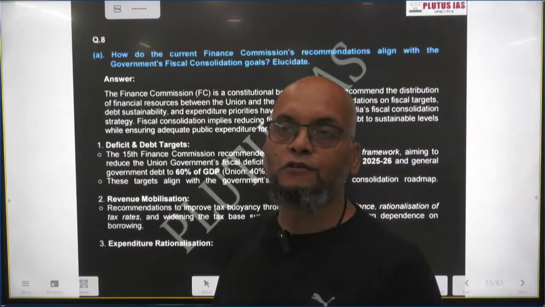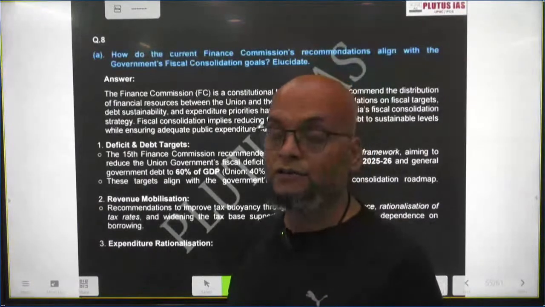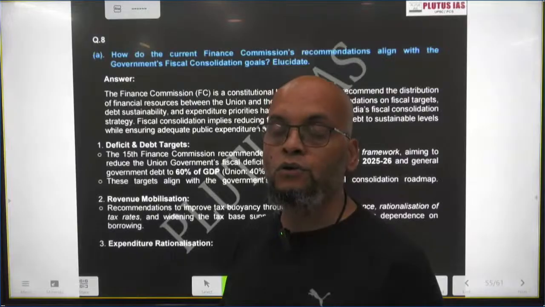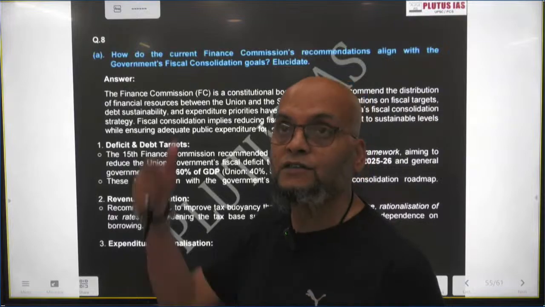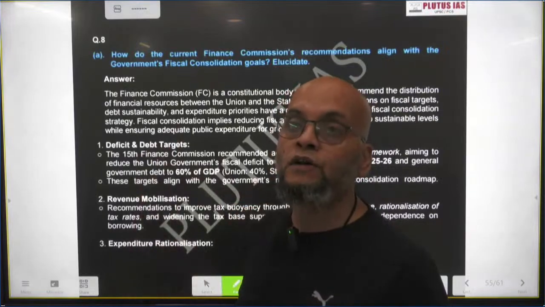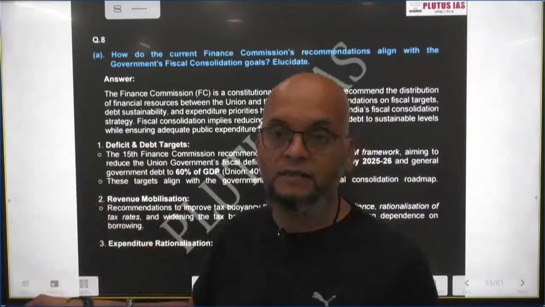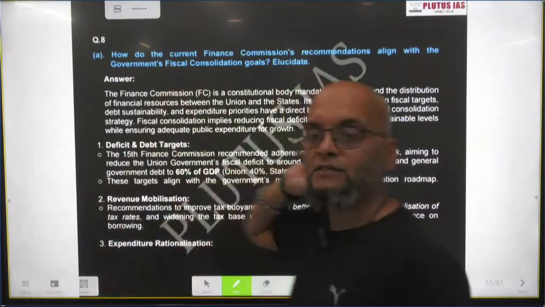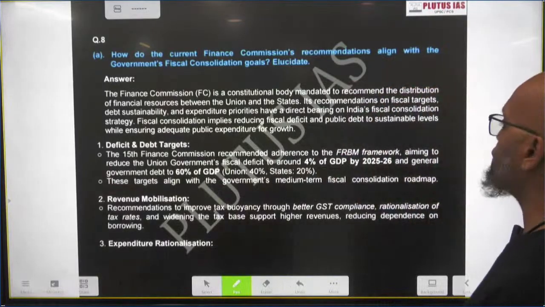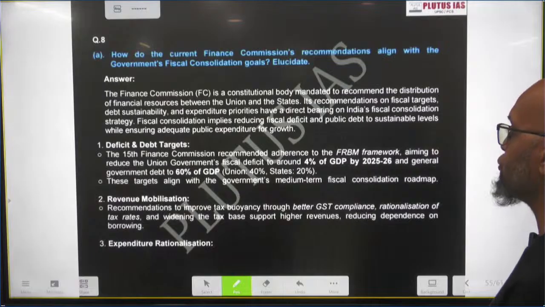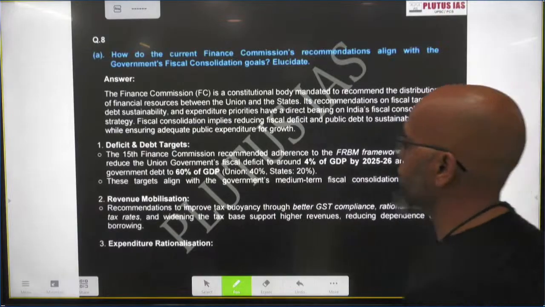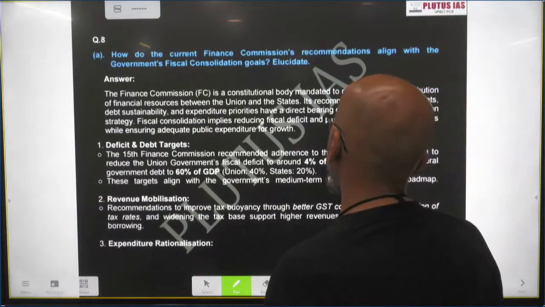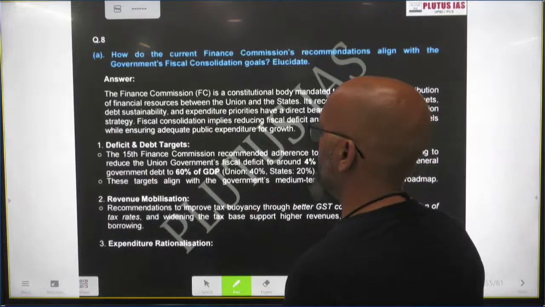Between center and state also there is imbalance. Center's revenue is very high and expenditure is low, whereas state's revenue in comparison is low and expenditure is high. That is vertical imbalance. So Finance Commission does what? It distributes the money of the center to the states, and that too depending on certain criteria. Its recommendations on fiscal targets, debt sustainability, and expenditure priorities have a direct bearing on India's fiscal consolidation strategy. Fiscal consolidation implies reducing fiscal deficit and public debt to sustainable levels while ensuring adequate public expenditure for growth.